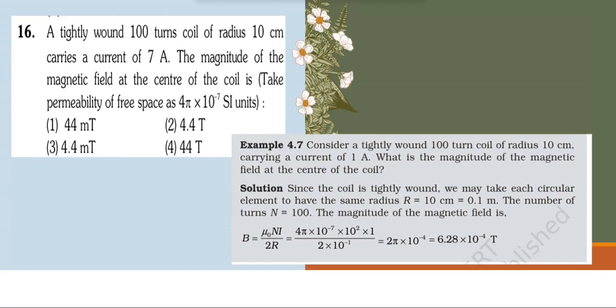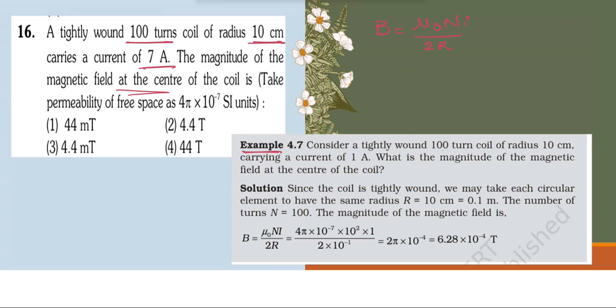So this is also one question from moving charges and magnetism, where we are having one direct example in NCERT based on this magnetic field at the center of the coil. B is equal to mu naught N i by 2R. Here this number of turns is given as 100 and radius is given as 10 centimeters, and it is carrying a current 7 amperes. They are asking magnetic field at the center of the coil. If you solve this with the values, just values were changed.